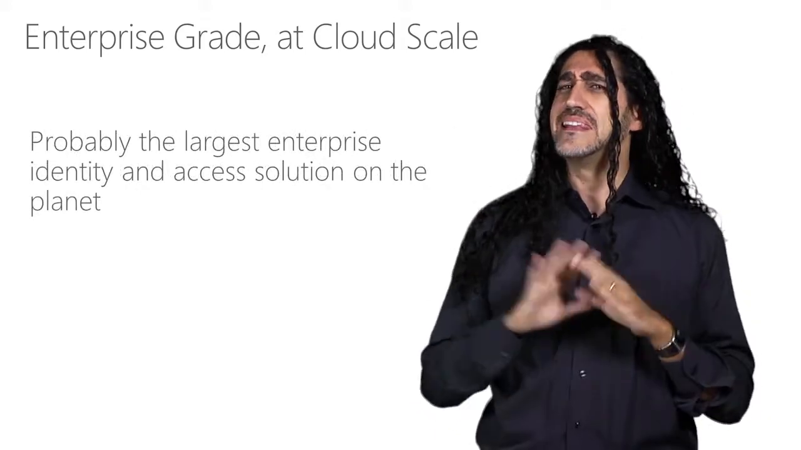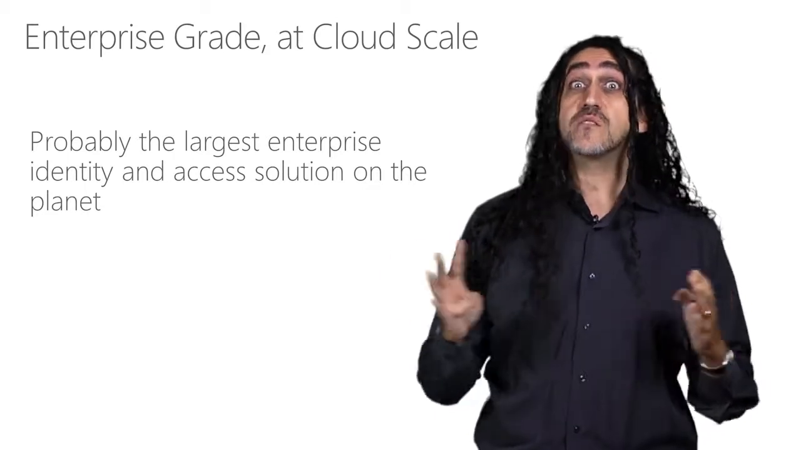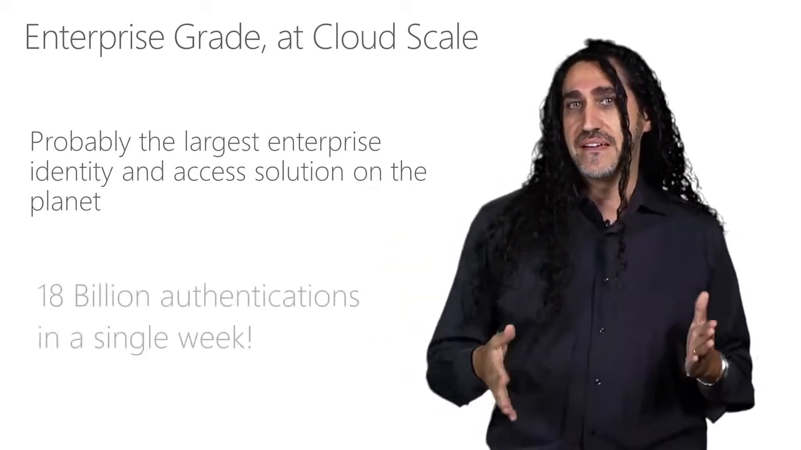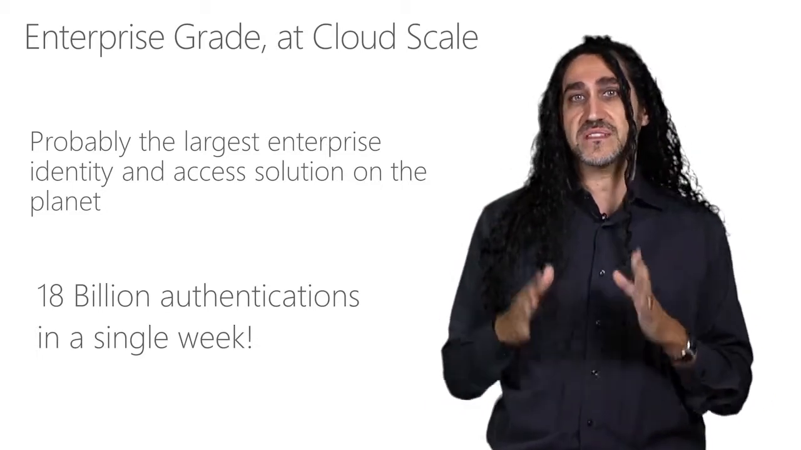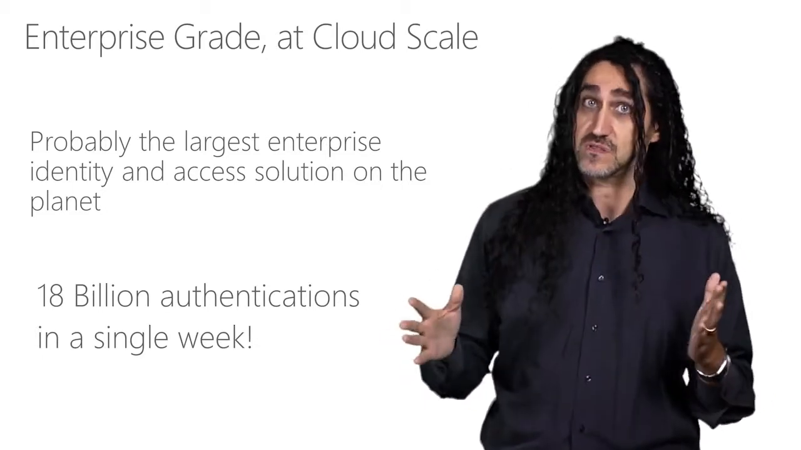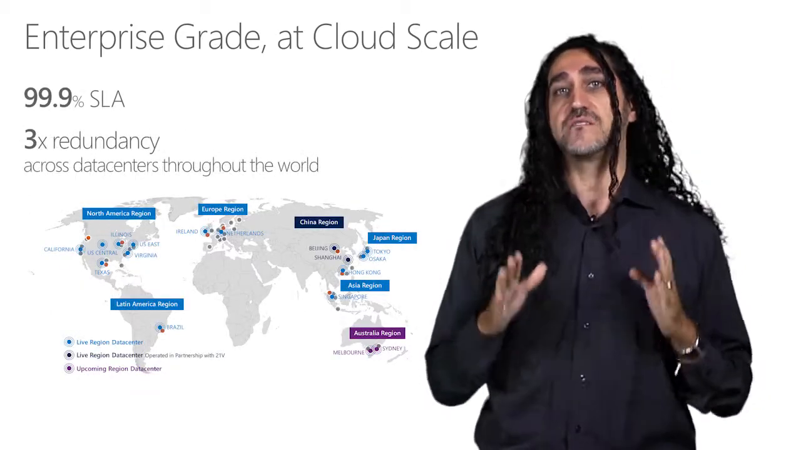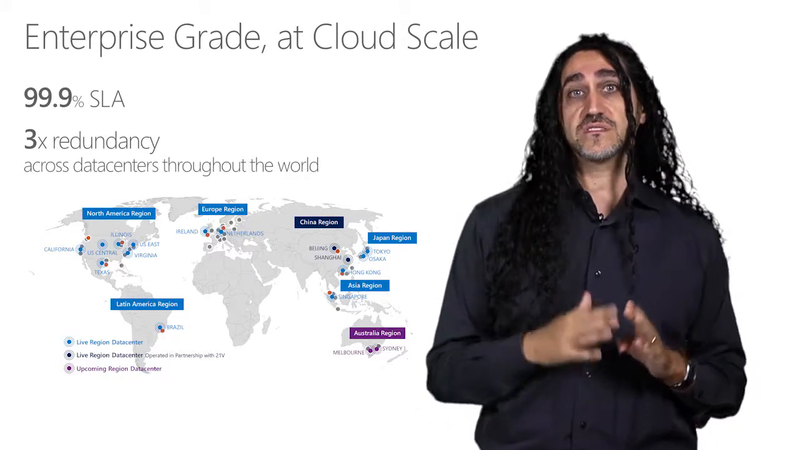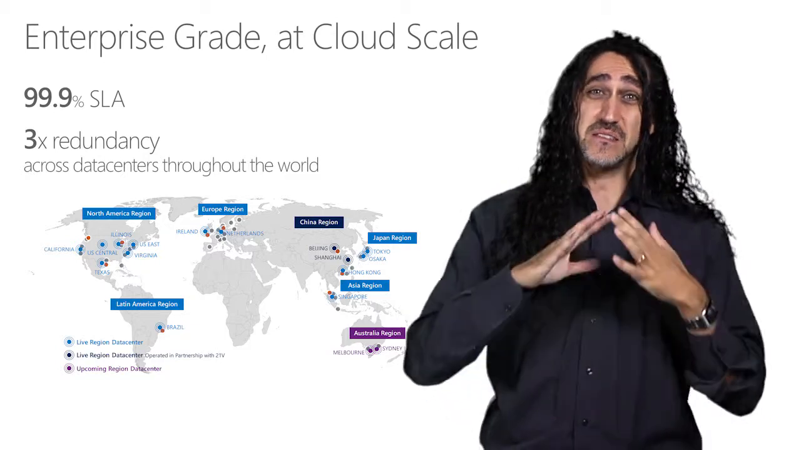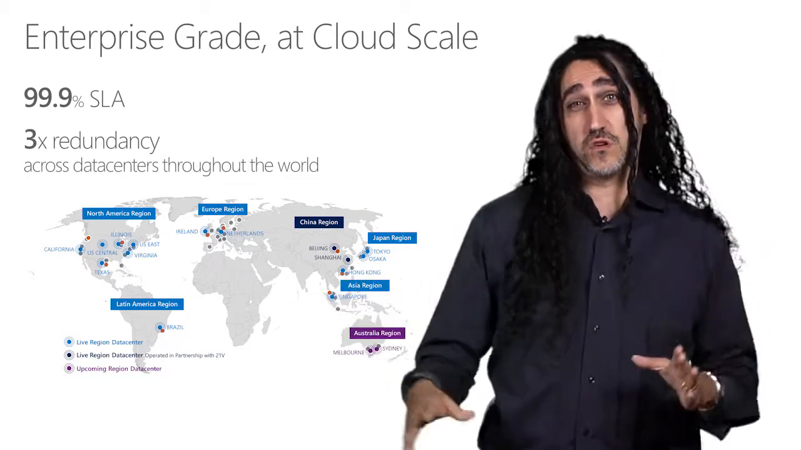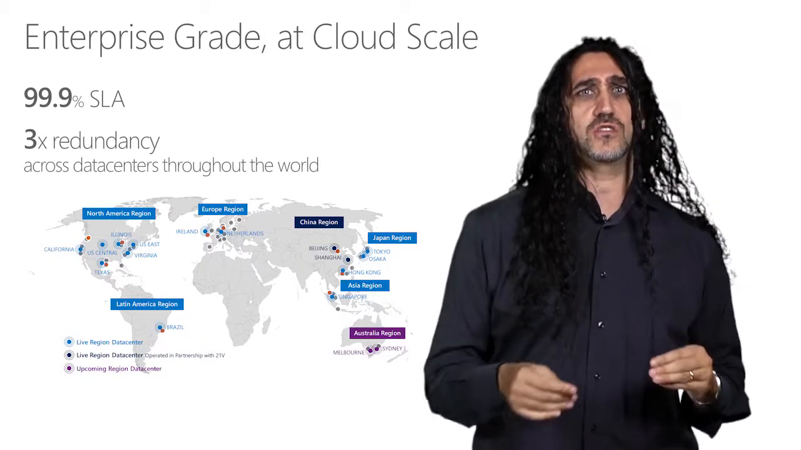Azure AD is one of the largest business identity systems on the planet. At the moment, there are 4 million organizations using Azure AD. And to give you an idea, in the busiest week to date, we processed 18 billion authentications. That is a big number. What makes this feat possible are very solid fundamentals. Azure AD offers a free 99.9 SLA. It has 3x redundancy, and it is deployed on data centers all over the world. And all this power is available to you for securing your own applications.